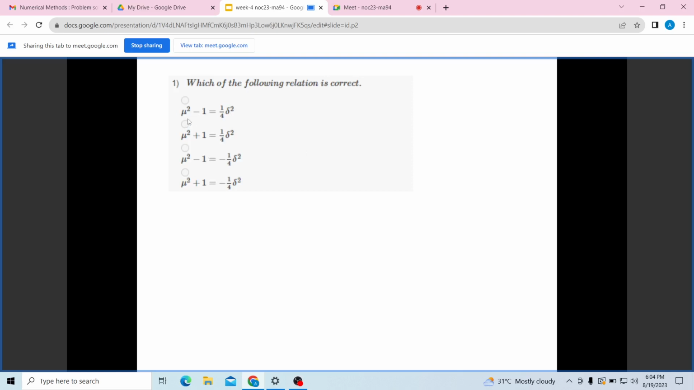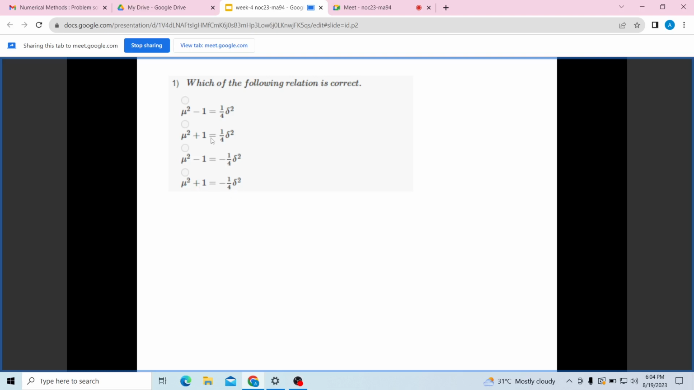So what is mu over here? It is the average difference operator, and this delta is the central difference operator. Okay, so you have to find out which of these is correct. Is it mu square minus 1 is equals 1 by 4 delta square, or mu square plus 1 is equals 1 by 4 delta square, or mu square minus 1 is equals minus 1 by 4 delta square, or mu square plus 1 is equals minus 1 by 4 delta square.